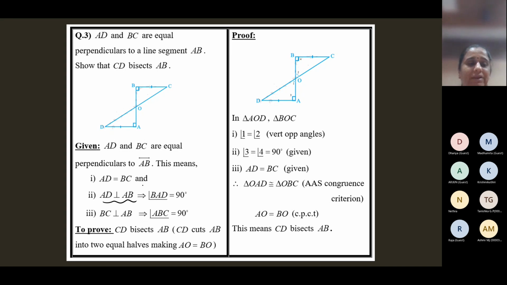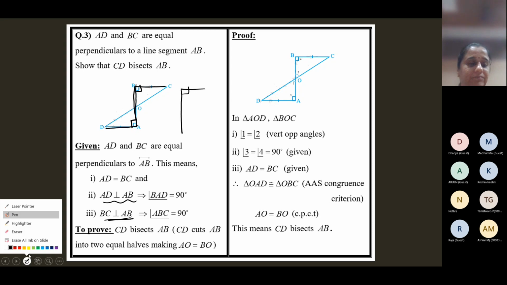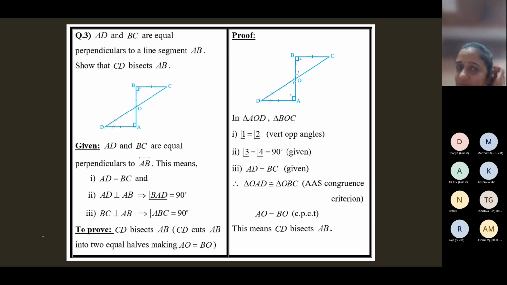So if AD is perpendicular to AB, that means they meet at right angles. This is 90 degrees. BC is perpendicular to AB, that means they meet at right angles. Okay. And with this information, we need to prove that CD bisects AB. So what are we supposed to prove to show that CD bisects AB?